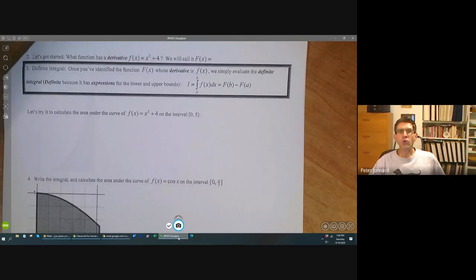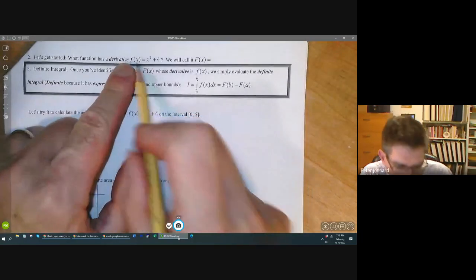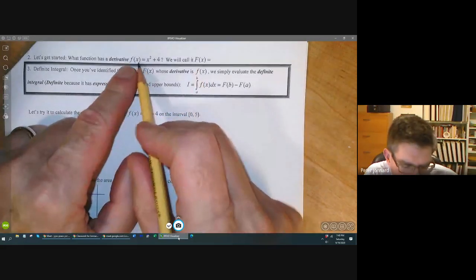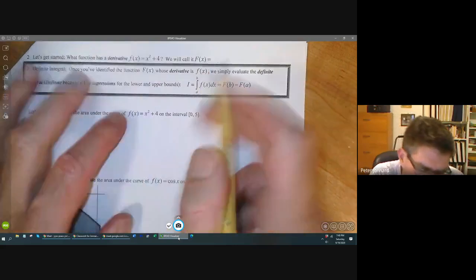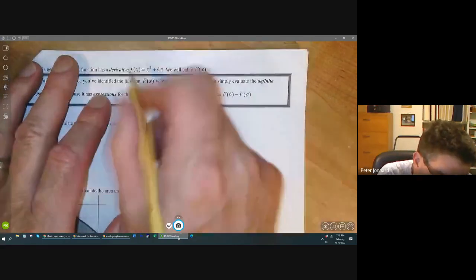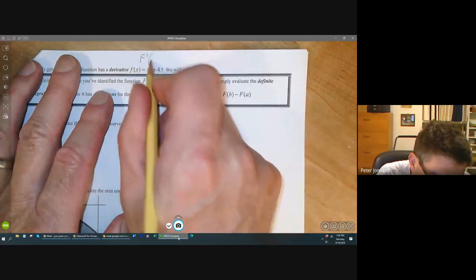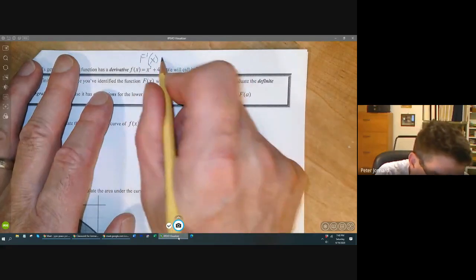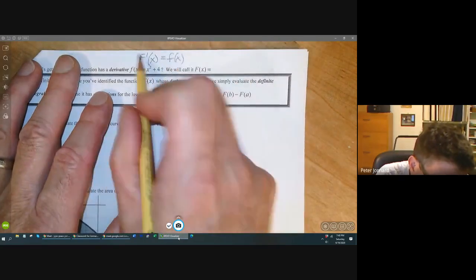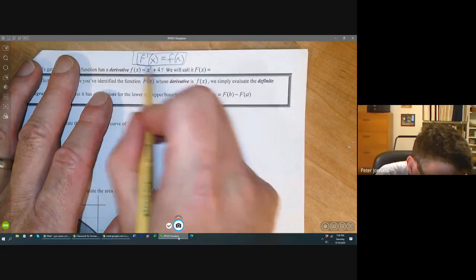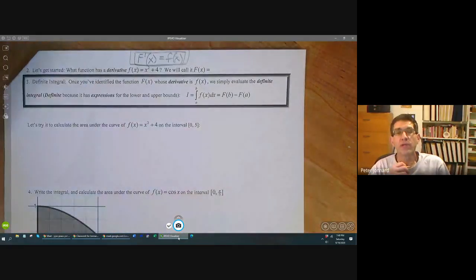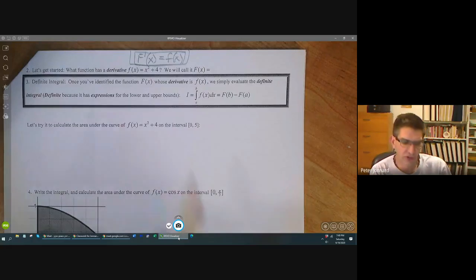What if I told you the derivative of a function was f of x equals x squared plus 4? When we integrate this function, we call its antiderivative capital F of x. Whatever function that is, it's very important that the derivative, capital F prime of x, is equal to f of x. You guys memorize this, please. I should actually have that formula in the WUBI. It is such an important formula. We define capital F of x such that its derivative equals the original function they gave us.